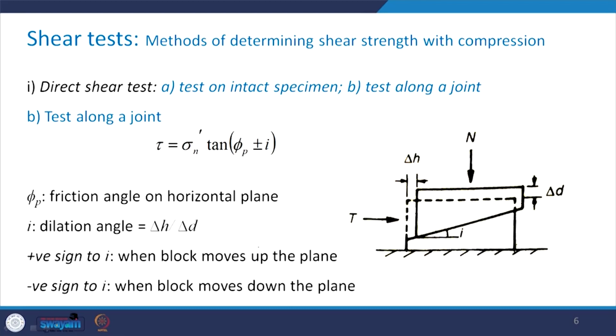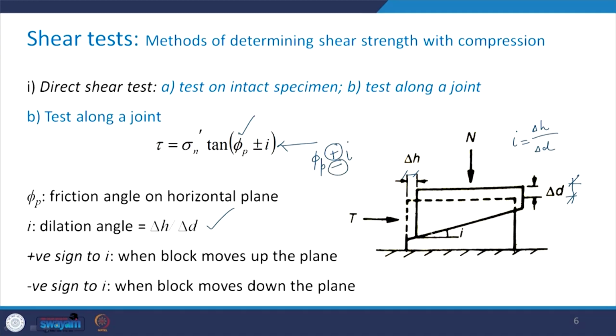Now, you see what is your phi p, that is the friction angle along the plane. I is the dilation angle, which is given as the ratio of horizontal displacement to the vertical displacement. That means I is delta H upon delta D as mentioned here. Now, in this expression, we have phi p plus minus I. The question is when to choose plus and when to choose minus.